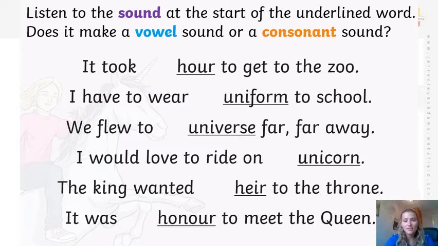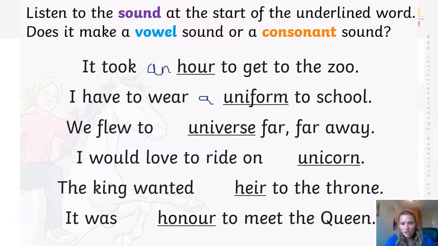Okay, so this is following the rule. Even though hour starts with a consonant, it's got an O sound to it. So for this one, I'm going to write it in. It would be an hour, because you are hearing an O sound for hour, to get to the zoo. I have to wear a uniform. Uniform makes a U sound, so it would be a uniform, not an uniform.